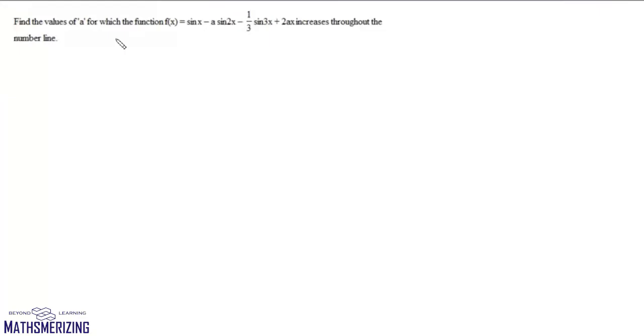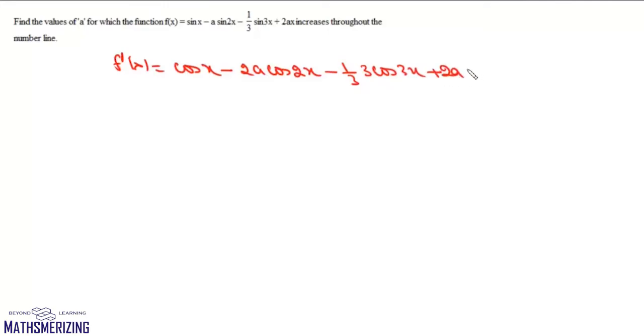Now here the question is, find the value of a for which this function increases throughout the number line. Now we can write f'(x) as cos x minus 2a cos 2x minus 1/3 into 3 cos 3x plus 2a, and it should be greater than or equal to 0. Now here 3 and 3 will cancel.